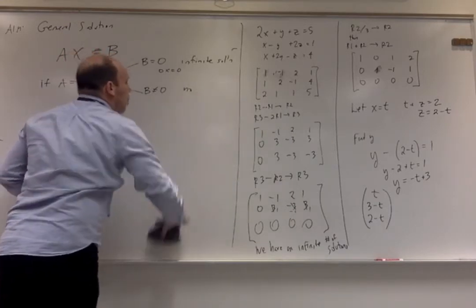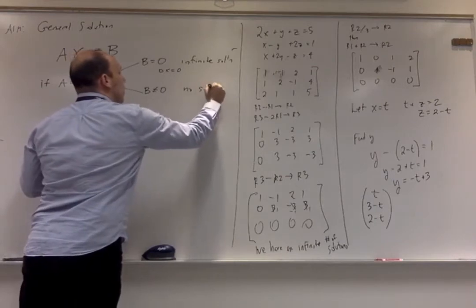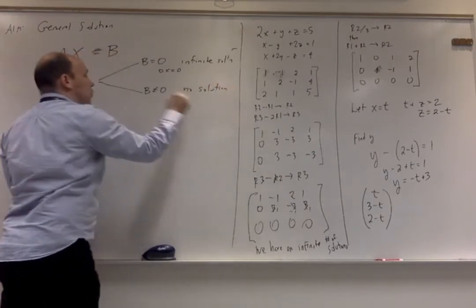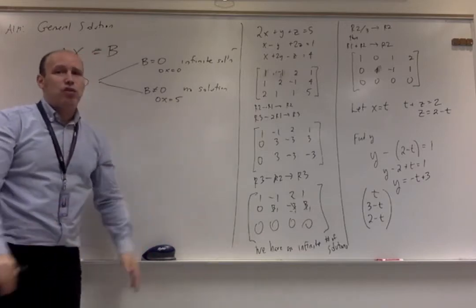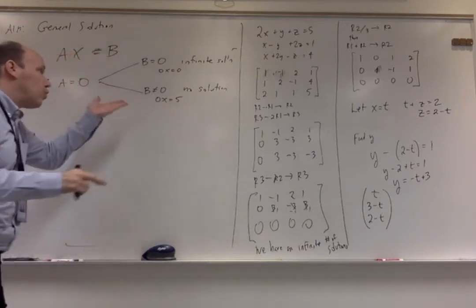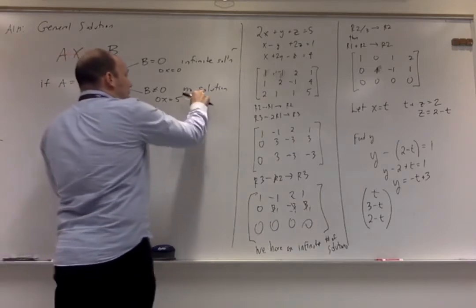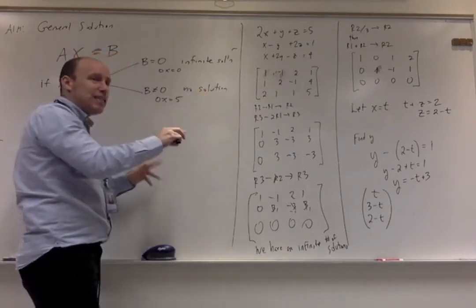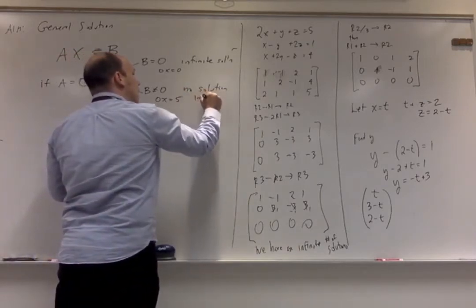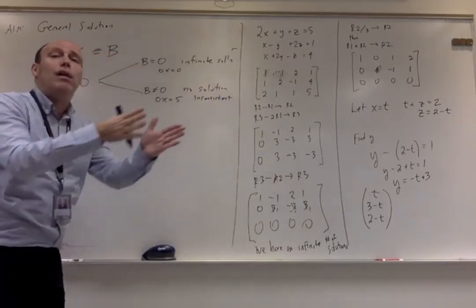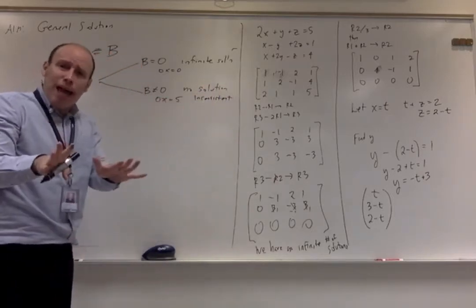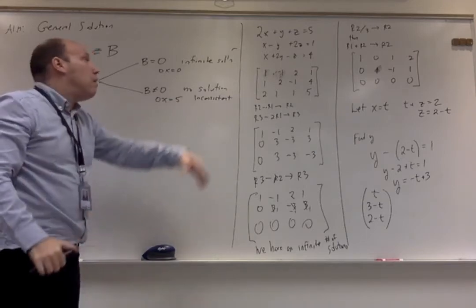We say there's no solution. So for example, 0x equals 5. We can't get a solution out of that. This is known as inconsistent. Inconsistent, like, no solution. Parallel lines, which never meet.